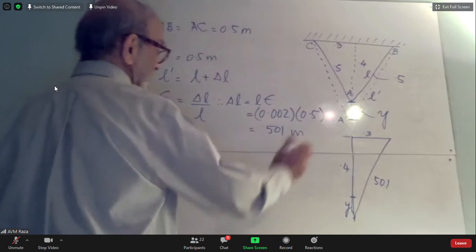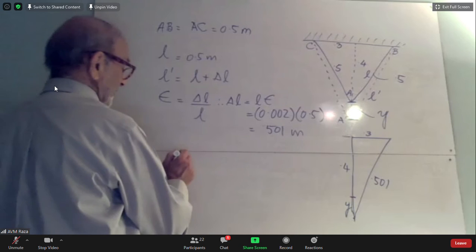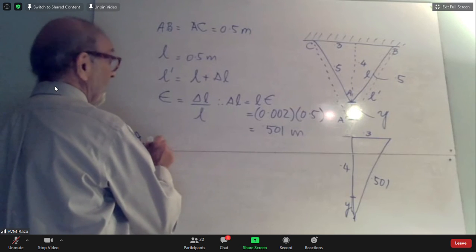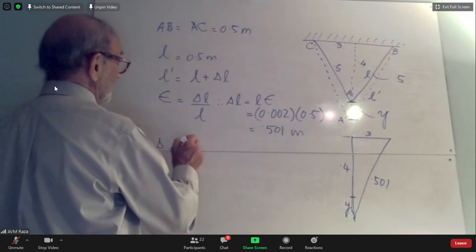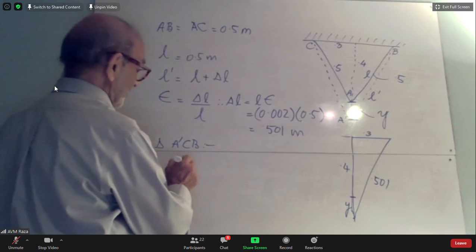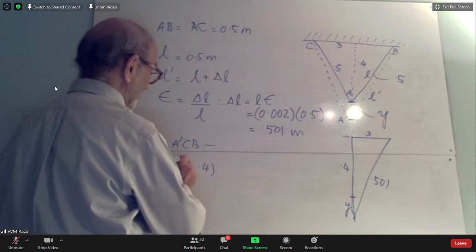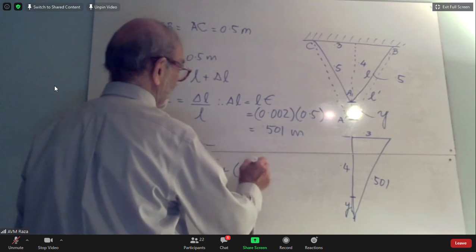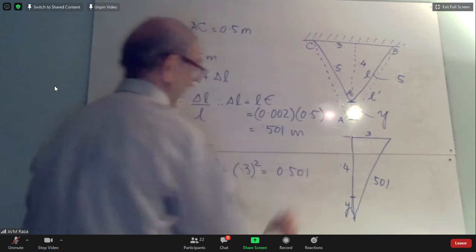Then I can say from this right triangle, in triangle A prime CB, that Y plus 0.4 quantity squared plus 0.3 quantity squared should be equal to 0.501.